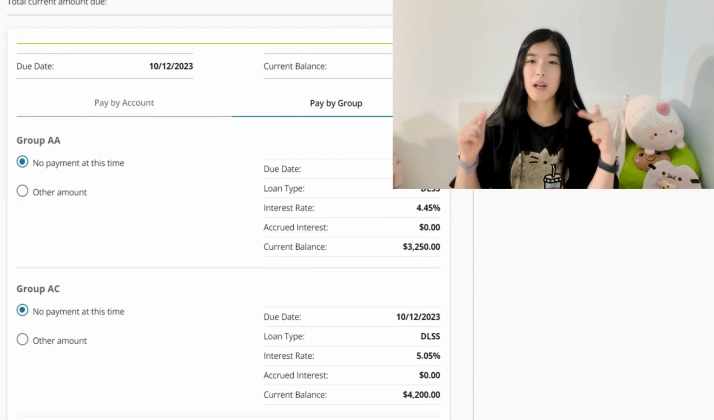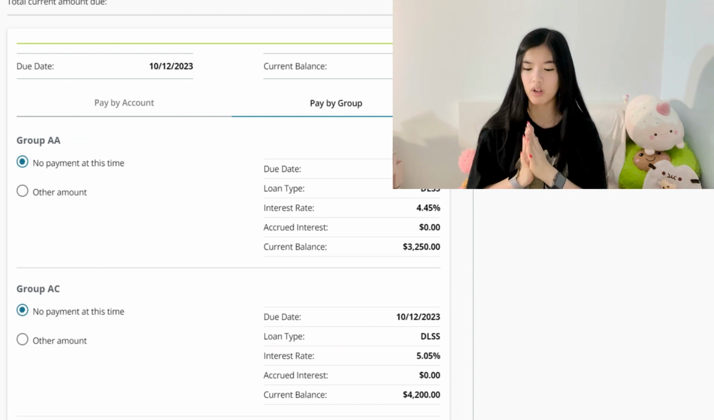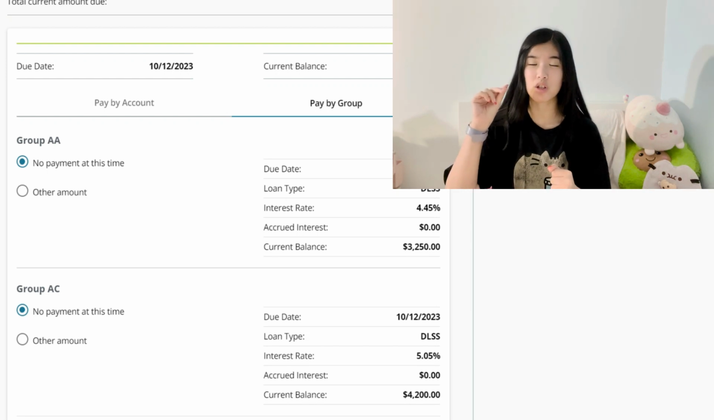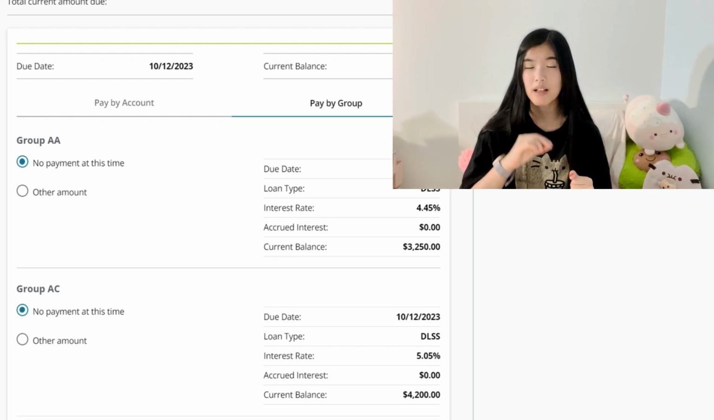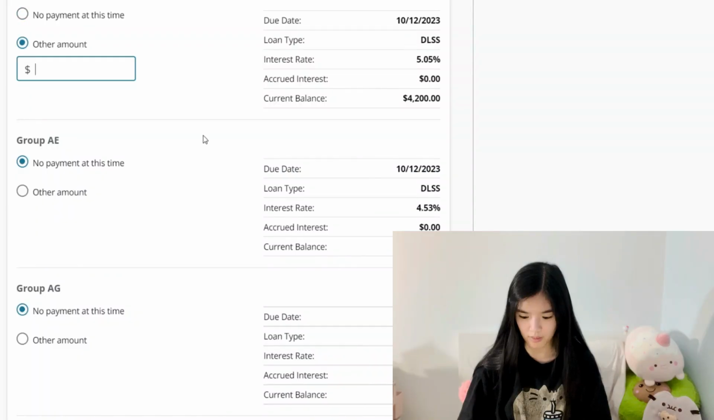I do know you can just make a payment to your whole entire account. However, I'm not sure how they will apply, which order they will apply in. So I usually do pay by group, and that way with each of the different groups, like I showed previously, group AA, group AC, or group AI or whatever, you can choose to pay the group that has the highest interest rate. So for me right now, I'm gonna do the 4.501.